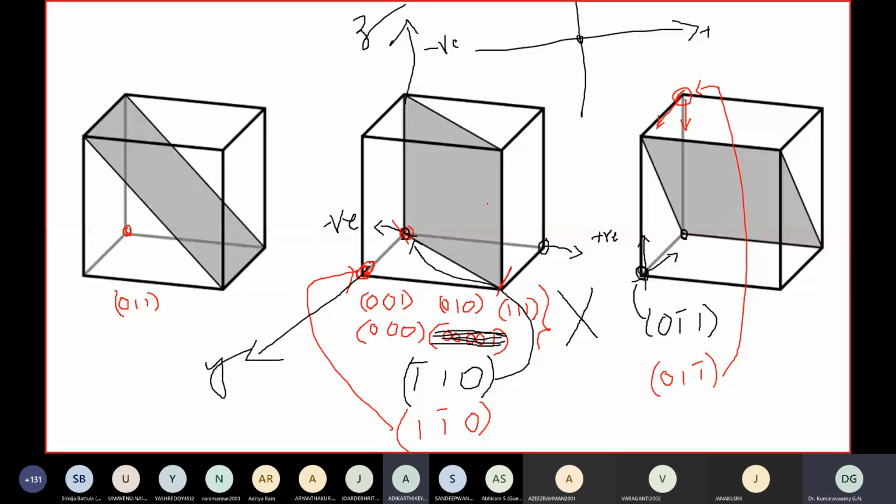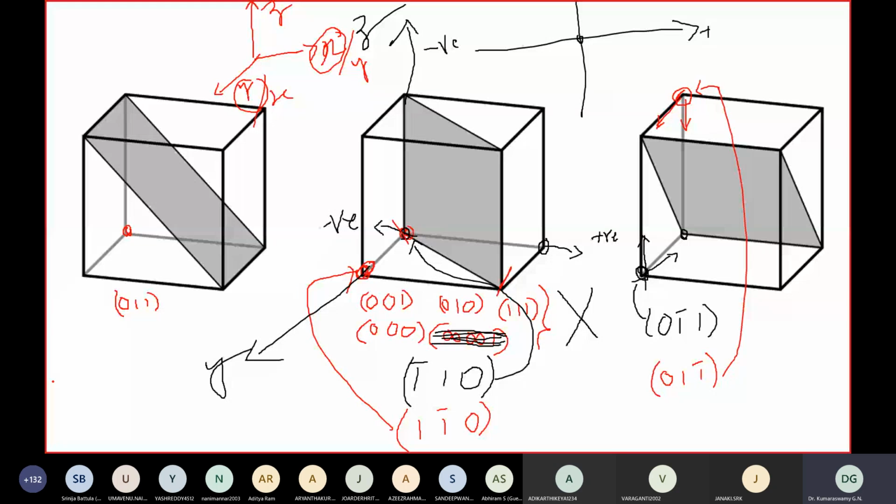Clear? Sir, in which direction should we always take x, y, z? Normally, this is always the z direction, there is no doubt. I prefer to take this as x and this as y, but in many textbooks they consider this as x and this as y. You can interchange x and y, but when you write, you have to mention x and y properly and then continue. It doesn't matter which direction you take x along.